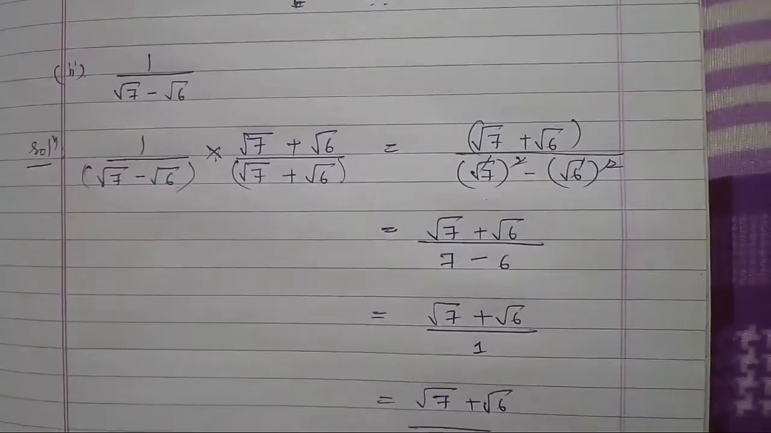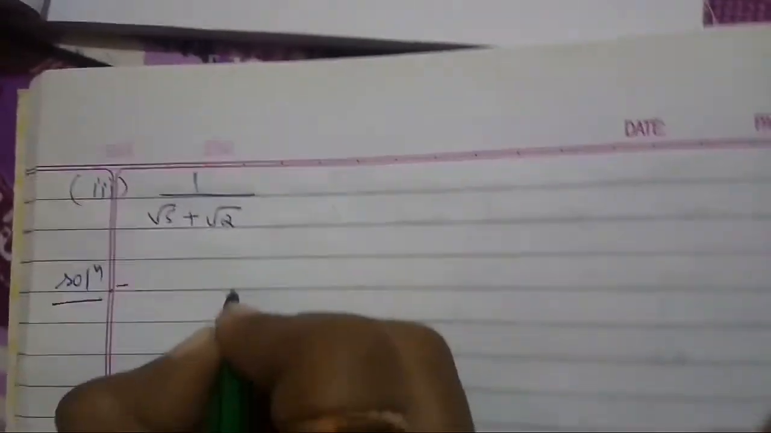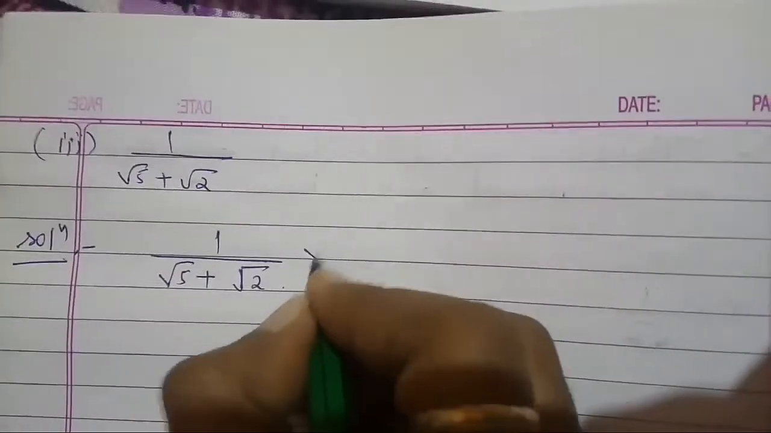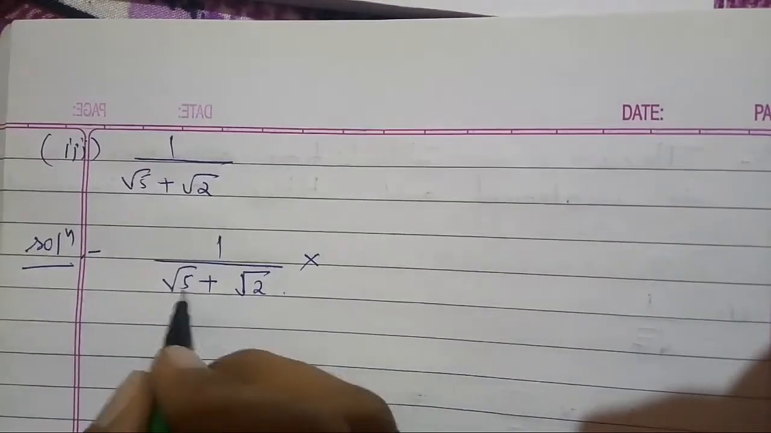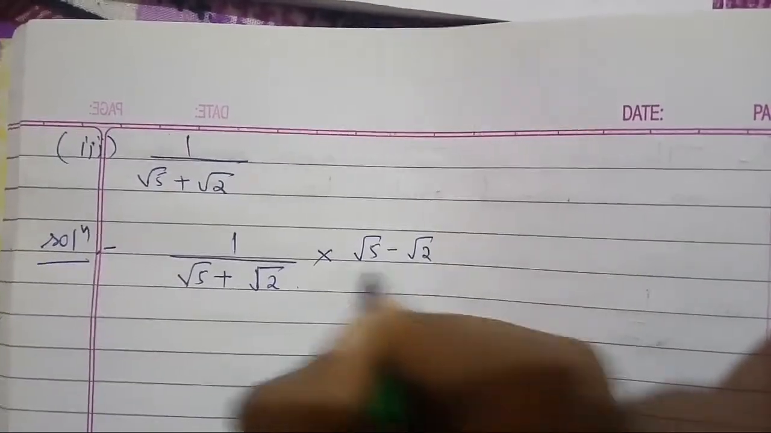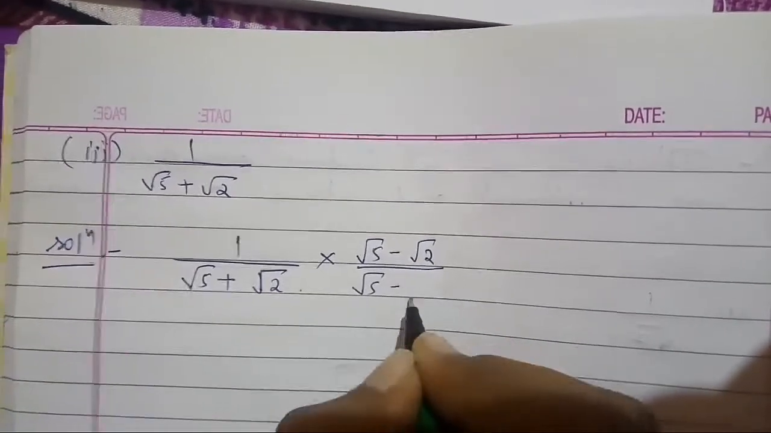Next, third problem, 1 by (root 5 plus root 2). For the third problem, we have to multiply its conjugate, both numerator and denominator, that is root 5 minus root 2 divided by root 5 minus root 2.